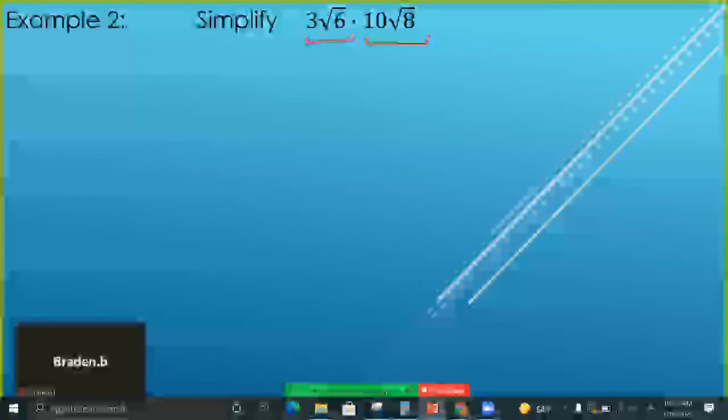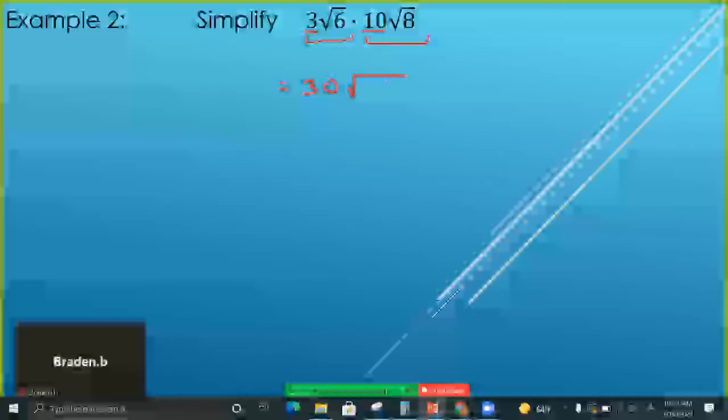If there was no square roots here at all, so no square root 6, no square root 8, then it would just be 3 times 10, right? So we do multiply the outside numbers, kind of like the coefficients, 3 and 10. Those are going to get multiplied together to make 30 right off the bat. And I'll do this in a few steps. Then we've got root 6 still hanging out times root 8.